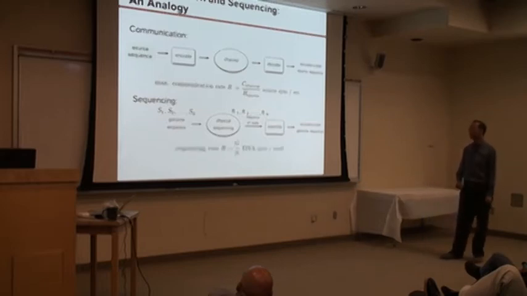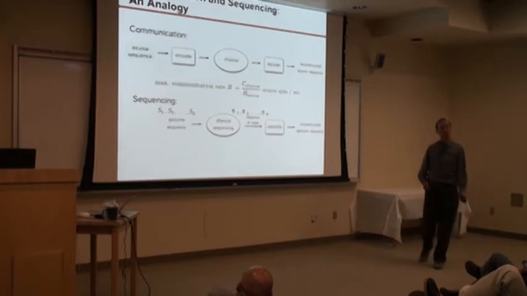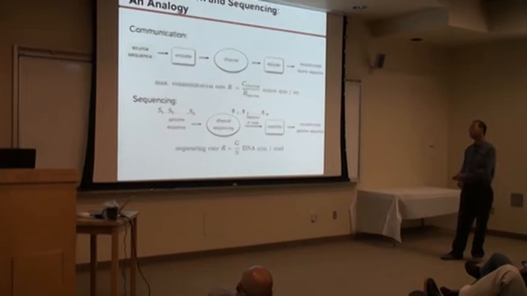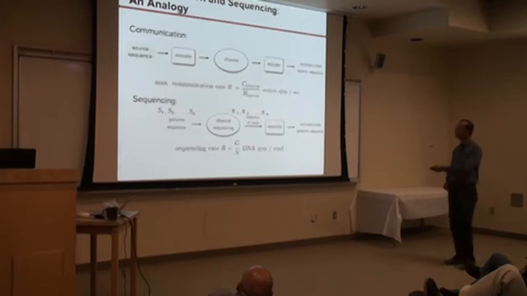Right. So then it seems natural, following information theory, or following communication more precisely, to define this notion called the sequencing rate, which is the ratio G over N. G is the length of the DNA sequence, N is the number of channel uses. So G over N is precisely the analogy of communication rate.